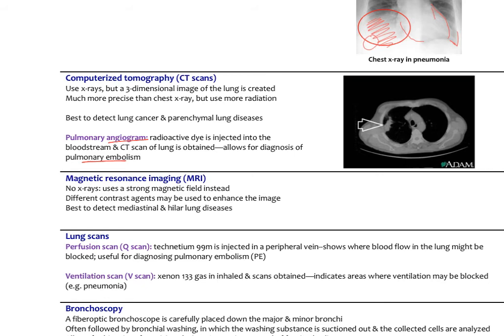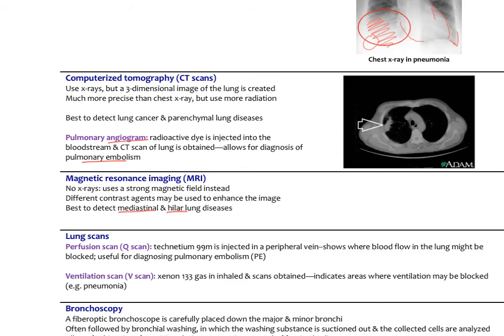In MRI, there's no x-rays, it's the magnetic field. It can be uncomfortable though, because patients are in that tube, and the very loud sounds of the magnetic field banging are not always comfortable. Different contrast agents can be used to enhance the lung and so forth. We usually use this for different mediastinal diseases, and areas of the hilum of the lung, which are not easy to differentiate with CT or X-ray, are better seen with MRI.